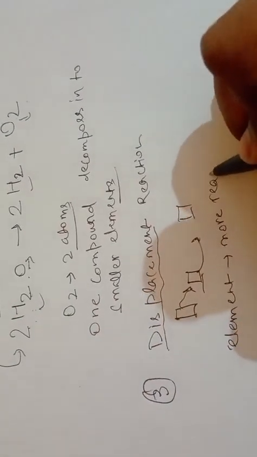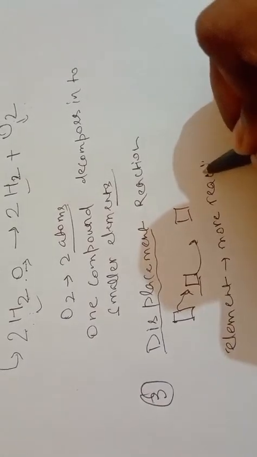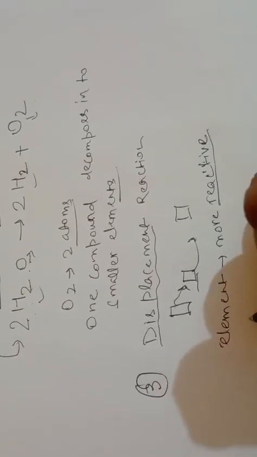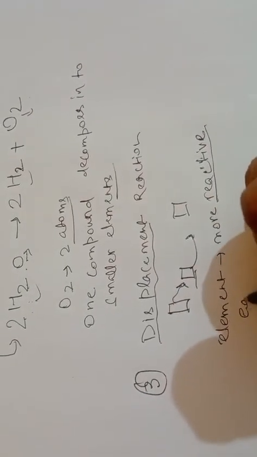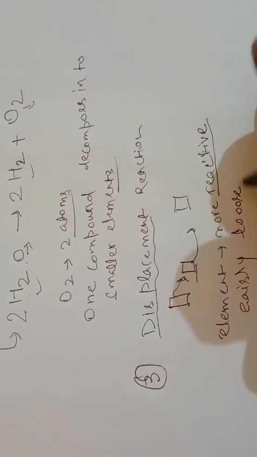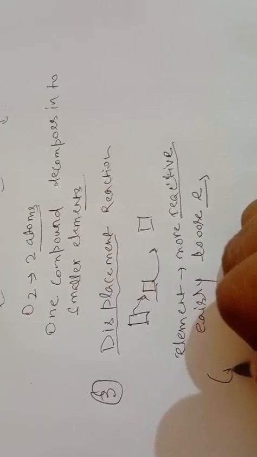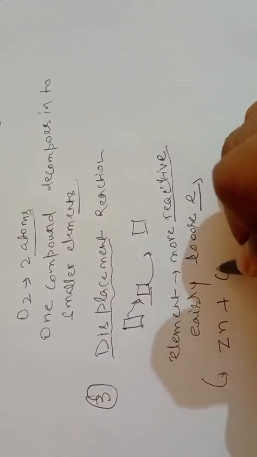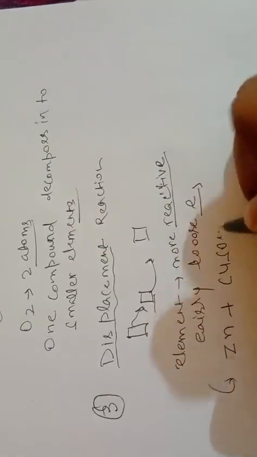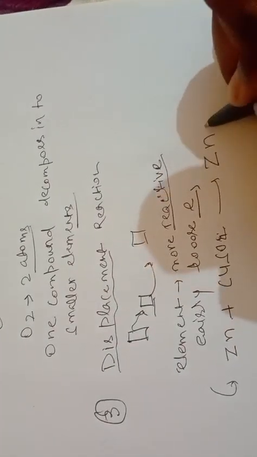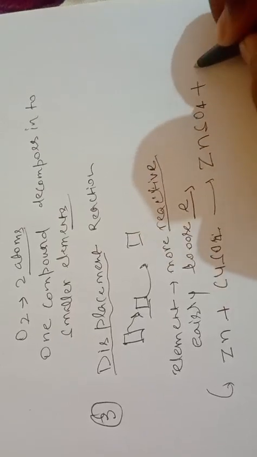Now what does it mean, more reactive? That is the element which can easily lose electrons. So they are called more reactive. Just for an example, we take zinc and we take copper sulfate, which can be written as CuSO4, and what we see is that we get zinc sulfate and copper.